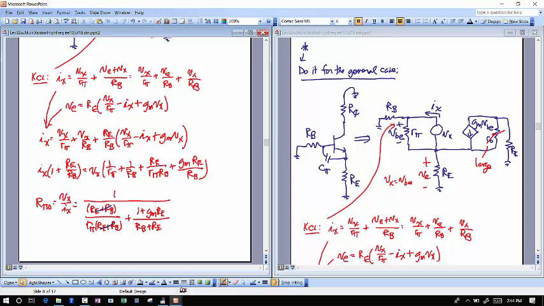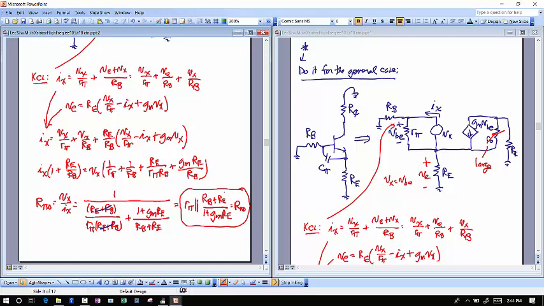Now I've got 1 over R pi and 1 over this thing here. And so anytime you see that 1 over thing, you can always write this in a very compact form. And so in this case, that's just going to be R pi in parallel with the reciprocal of this, which is just RB plus RE over 1 plus GmRE. And this now is equal to my driving point resistance, R pi naught.